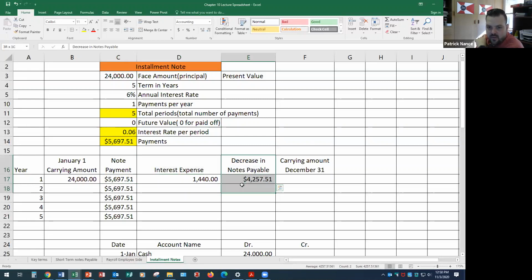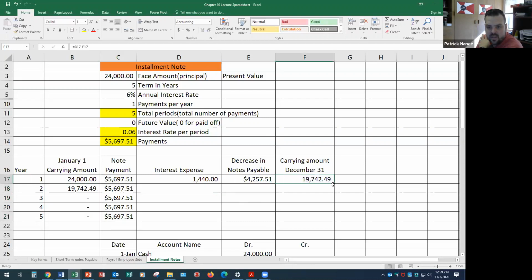So this part decreased the actual principal amount, which means that I no longer owe 24,000. I owe 24,000 minus this 4,257, and then the remainder, the difference between that number and this number, is the amount of interest paid for this loan. So my carrying amount at the end of the year after I make this payment would be the 24,000 minus the decrease in notes payable. That's also going to be my carrying amount for January 1 of year 2.